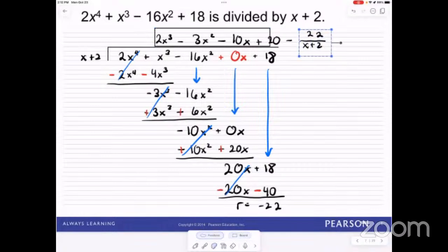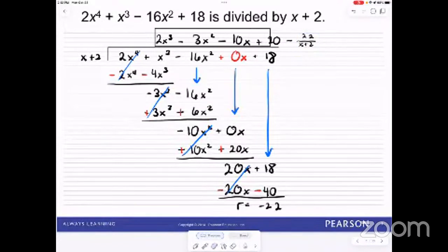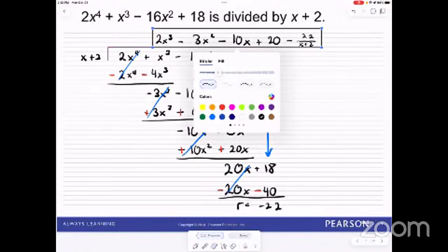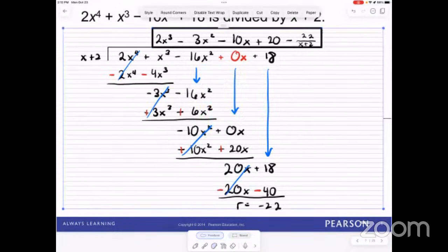I'm just being a little bit OCD, just bear with me. This time, yeah, that's good. Okay, and then we go paper.